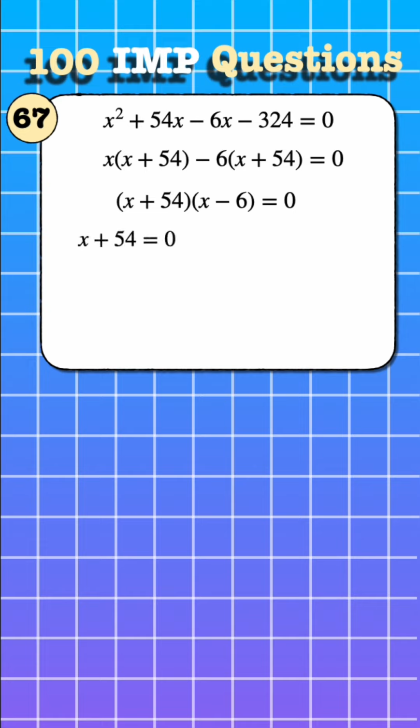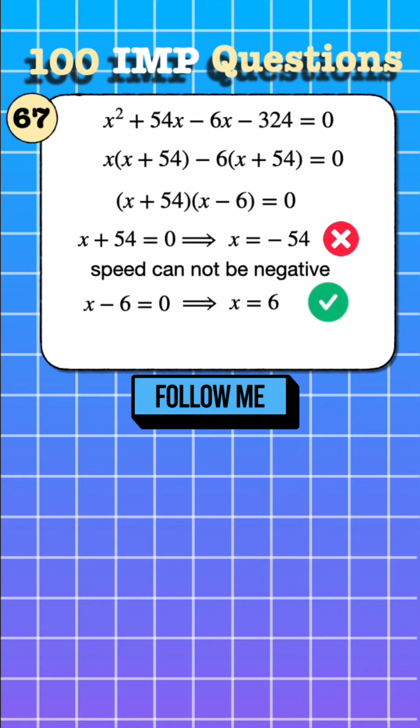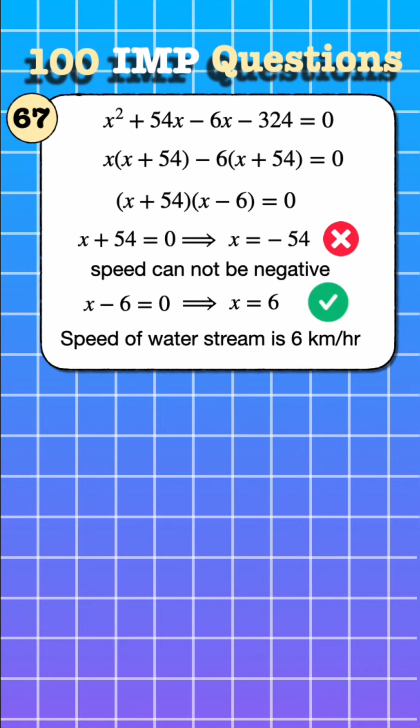If you equate x plus 54 equal to 0, you will get x equal to minus 54. Again here you can see we are getting a negative value. So x is a speed, right? And speed can't be a negative number, so that's not possible. The second factor, x minus 6 equal to 0, will give you x equal to 6. That's a positive number, so we can accept it. That's why the speed of the water stream is 6 km per hour.